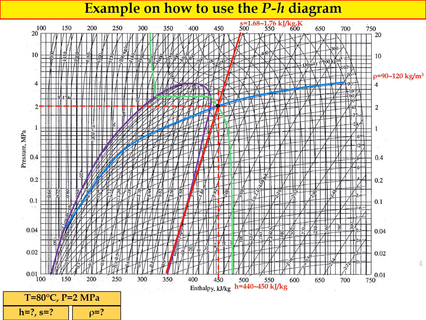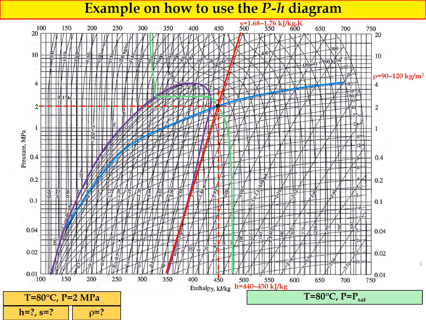So in order to determine the exact value of enthalpy, entropy, and also density for this case, you need to create your own scale in order to obtain the exact value of enthalpy, entropy, and also density. So later on I will explain how you can get the exact value of the important parameters for the vapor compression cycle based on the PH diagram.